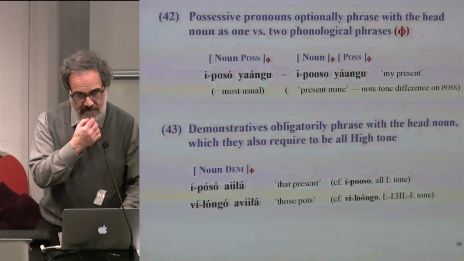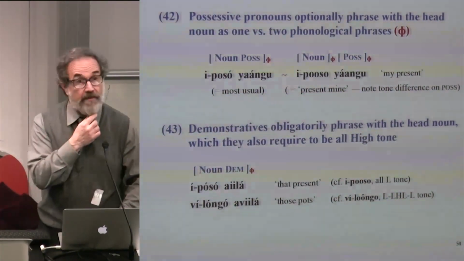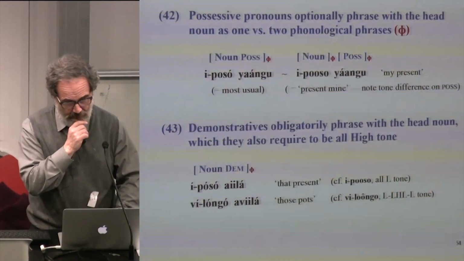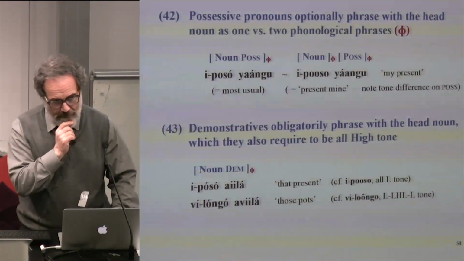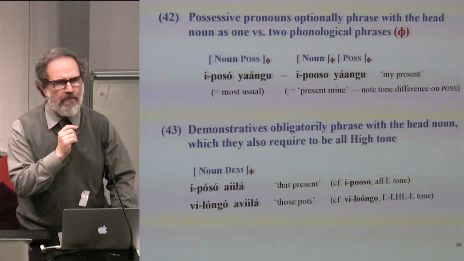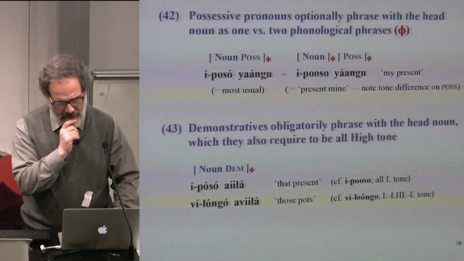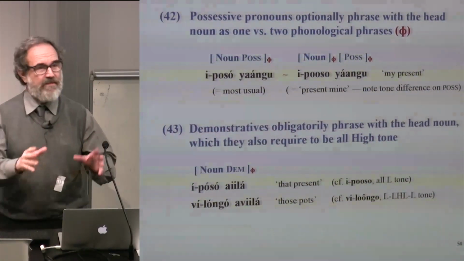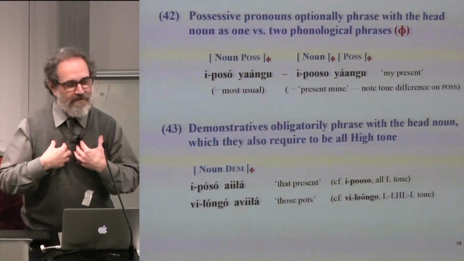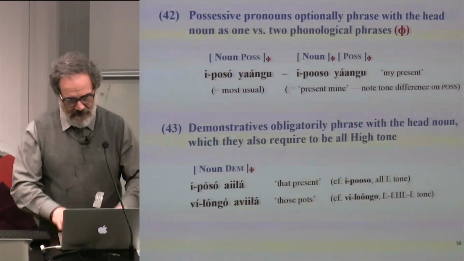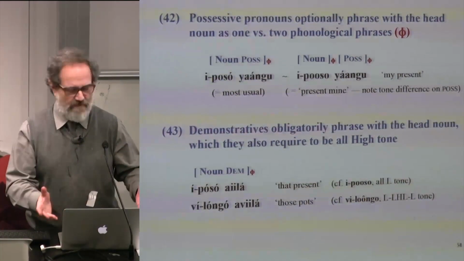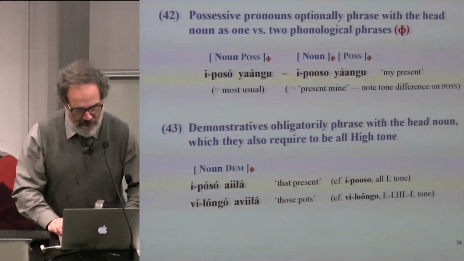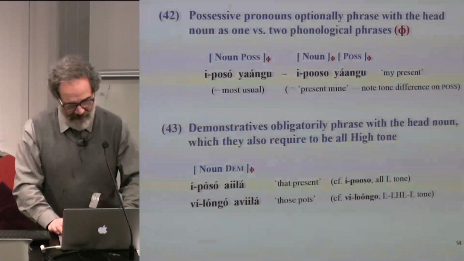However, possessive pronouns optionally phrase with the head as one phonological phrase, and that's what you see on the left there, iposo yangu. But you can also do iposo yangu, okay? And the tones are different on yangu, and exactly as we would expect, that's also the independent pronunciation of mine. So the idea here is that that would mean present mine that is also used, okay? So I don't count that the same. That's sort of appositional. So possessive pronouns join, I would say.